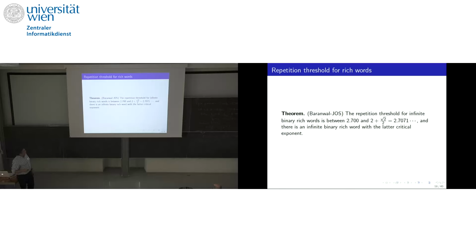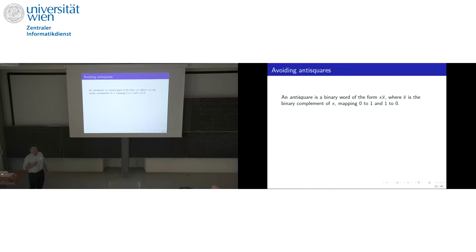Okay, and now the third class of words that I'm going to talk about are the words avoiding antisquares. So for me, an antisquare means a binary word of the form x x-bar, where x-bar means change all the ones to zeros and change all the zeros to ones. Okay, so this is something that looks vaguely like a square, but the second half is complemented. So if you want to try to avoid antisquares, that is no antisquare factors, then you just can't do it in any interesting way. So the only infinite words that avoid antisquares are zero forever and one forever. Zero to the omega and one to the omega. So this is not so interesting and probably not publishable.